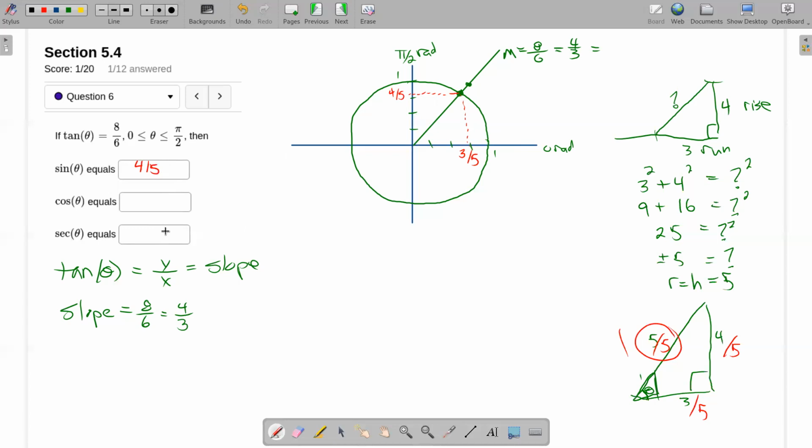That's not a very good looking 4/5. Let's make a better slash. There we go. Cosine is the x value, so that has to be 3/5. And the secant, remember, flips the cosine. And so that's going to be 5/3.